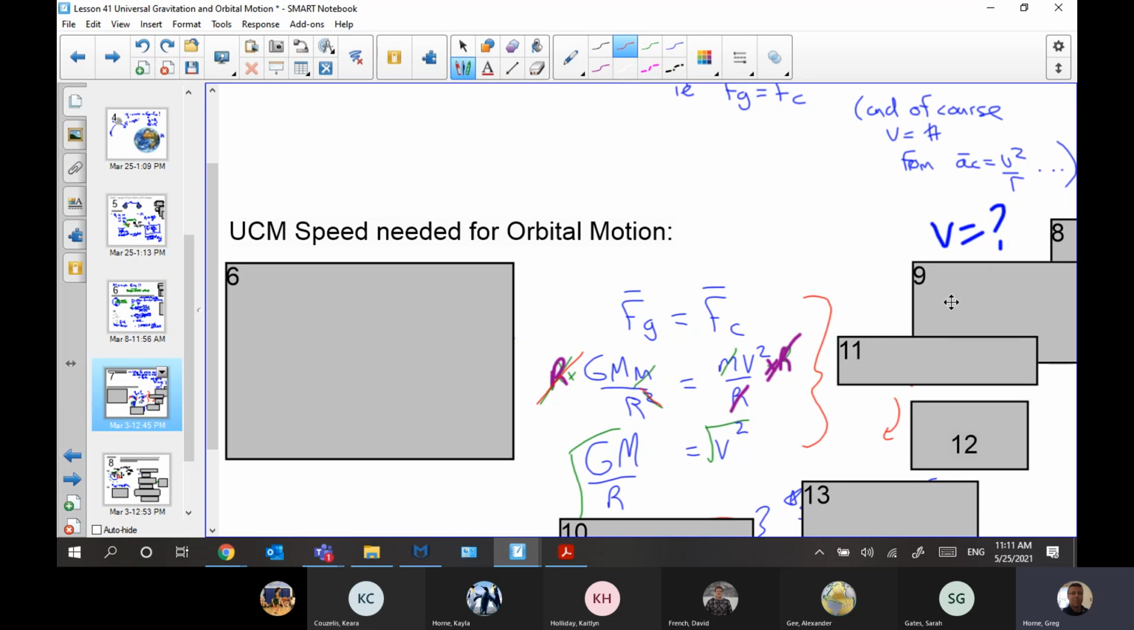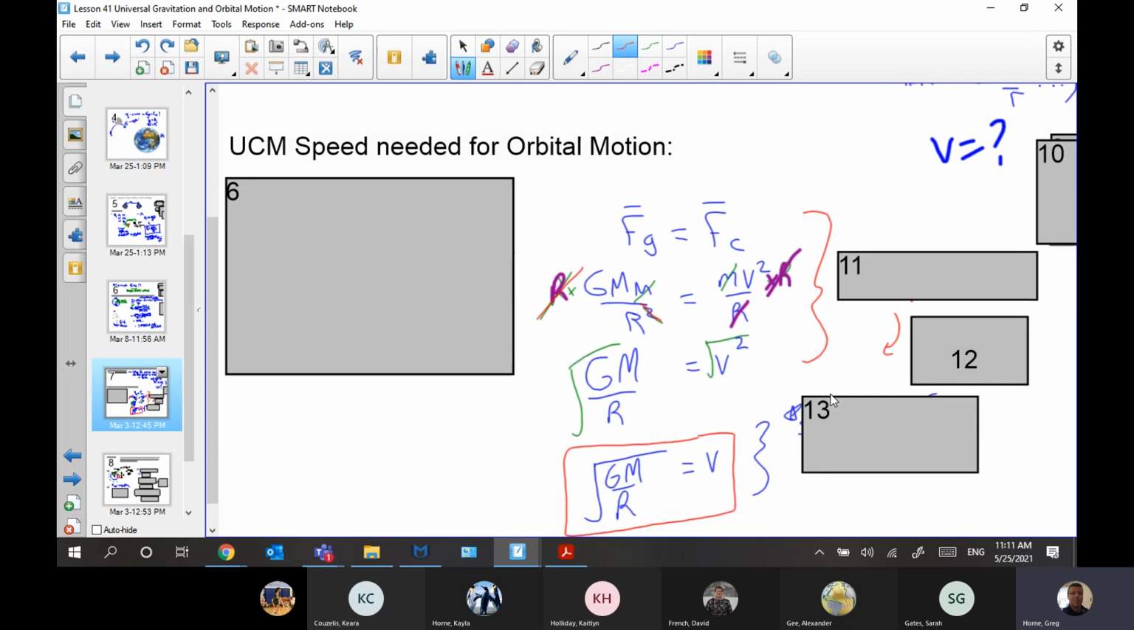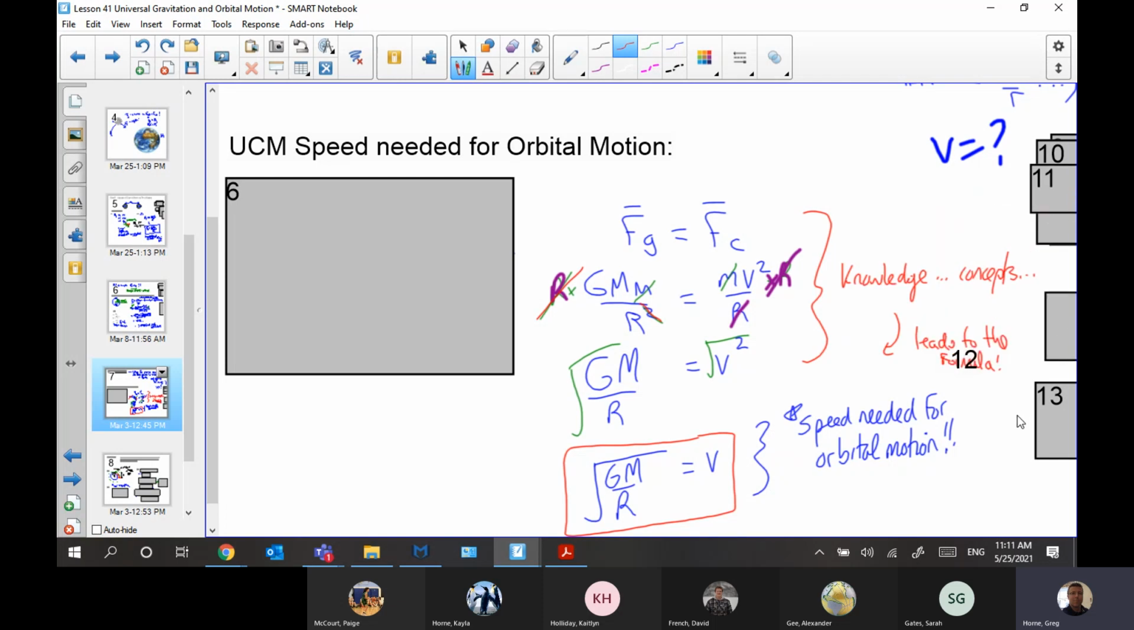So that leaves us with v squared equals GM over r, and therefore v equals root of GM over r. And that is a pretty slick result, right? The speed for orbital motion, those are your knowledge concepts, leads to a formula.